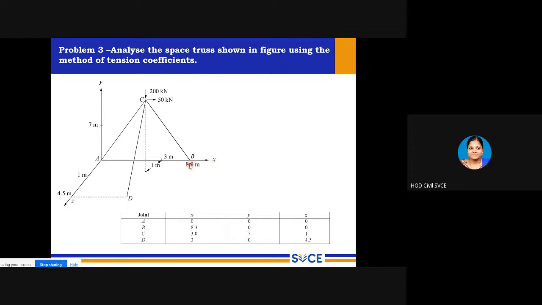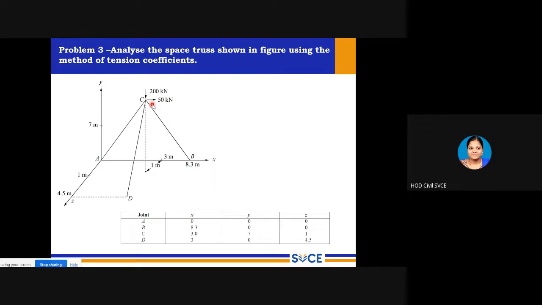X-axis, good. So this point B is on the X-axis. Therefore, if any point lies on the X-axis, the other two coordinates will be 0. Okay, therefore, Y and Z will be 0. So for point B, in X it has moved by 8.3 meters, whereas in Y and Z it is 0. Okay, now coming to the point C.